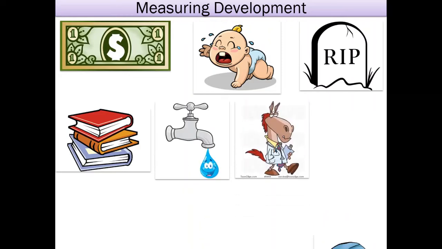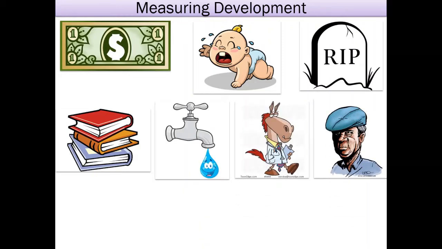So our final learning objective today is to look at measuring development. We've already looked at what development means. We've looked at where HIC and LIC countries are located. We now need to look at how we decide whether a country is a HIC, a high income country, or a low income country, okay? So what we're going to do is look at the following images, and these images all relate to different ways that we can measure development.